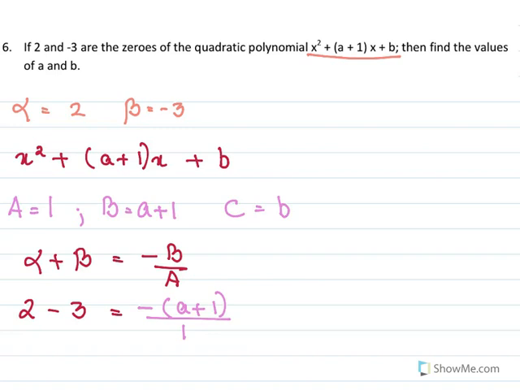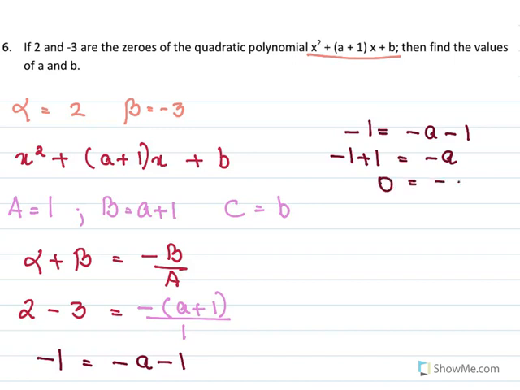So we need to solve this. Minus 1 equal to minus a minus 1. I take minus 1 to the other side, it becomes plus 1, so 0 equal to minus a, so a will be 0. So this is one part.